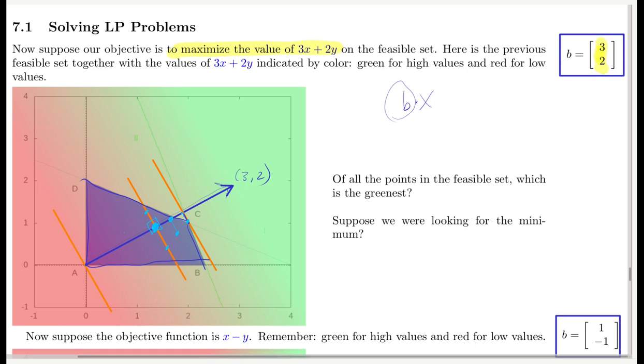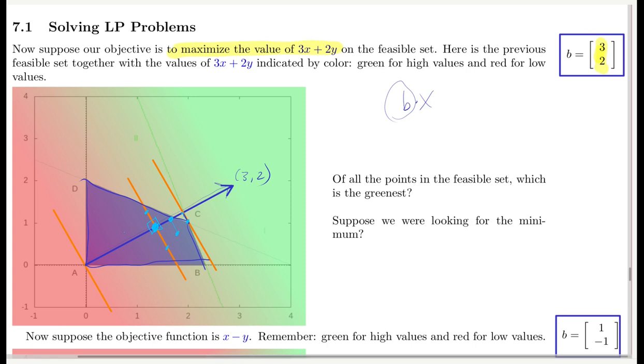So that's always going to be one of the corners of the feasible set, right? If you're looking for an extreme point, the point that has the greatest projection onto the objective vector, you're always going to want to pick one of the corners, right? The corner is always going to be one of the extreme values because it's an extreme point of the feasible set.